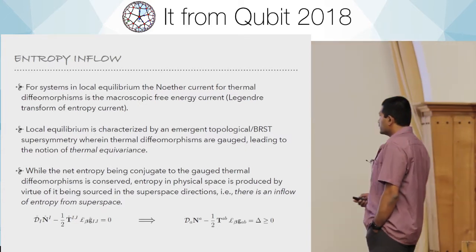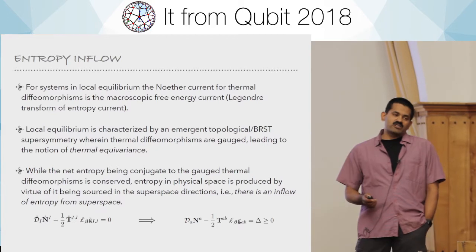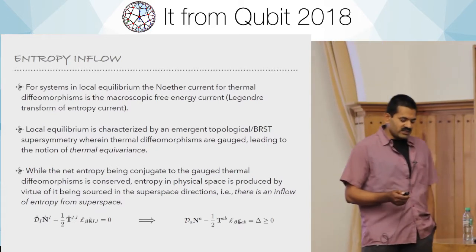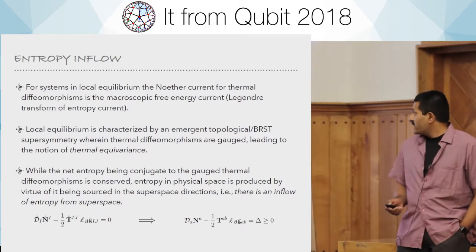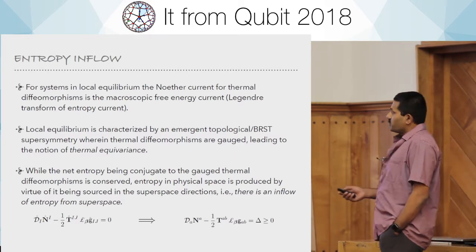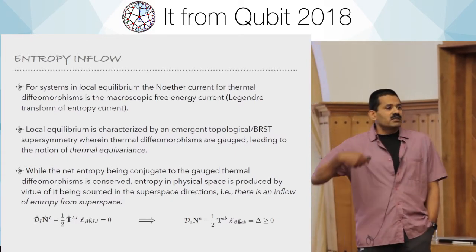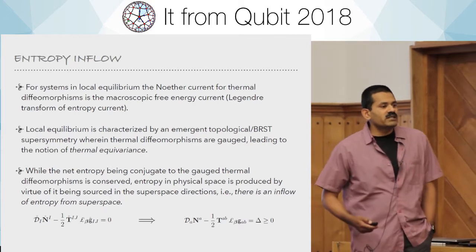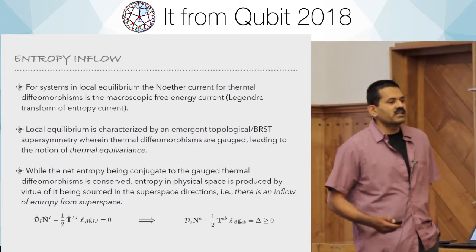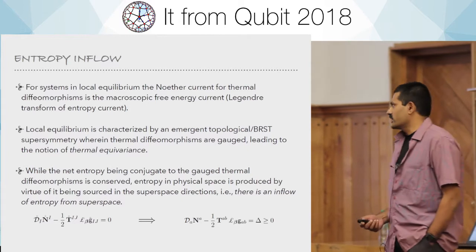Furthermore, local equilibrium is characterized by an emergent topological symmetry, which leads to an idea called thermal equivariance, which I will explain. But the basic idea is that the diffeomorphisms along the Euclidean time circle in thermal field theories end up being a gauge symmetry in local equilibrium.